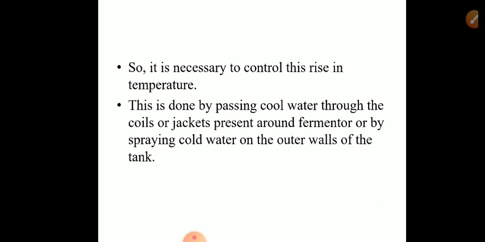How do we control the rise in temperature? It can be controlled by spraying cold water on the outer wall of the fermenter vessel. Okay, so we can spray cold water, or cool water is circulated through the coils that are present in the fermenter, or a jacket wall is present. Jackets are present around the fermenter through which cold water is circulated. Okay, so temperature is controlled by circulating cold water through the coils or through the jackets that are present around the fermenter or by spraying cold water.